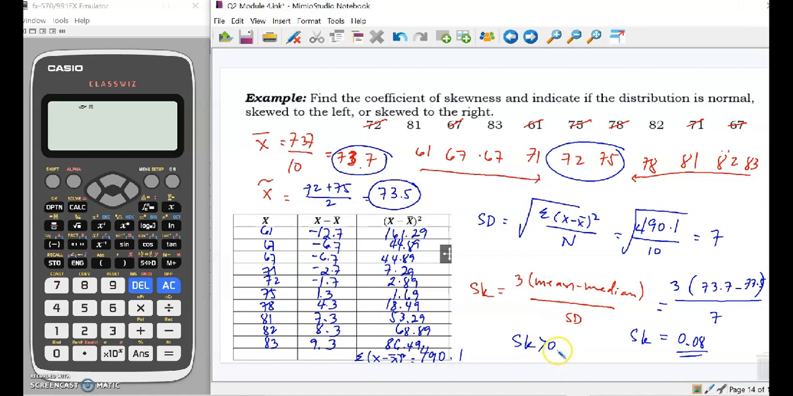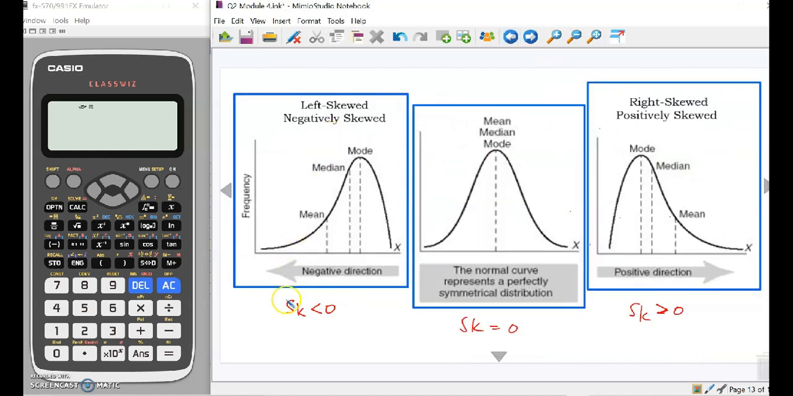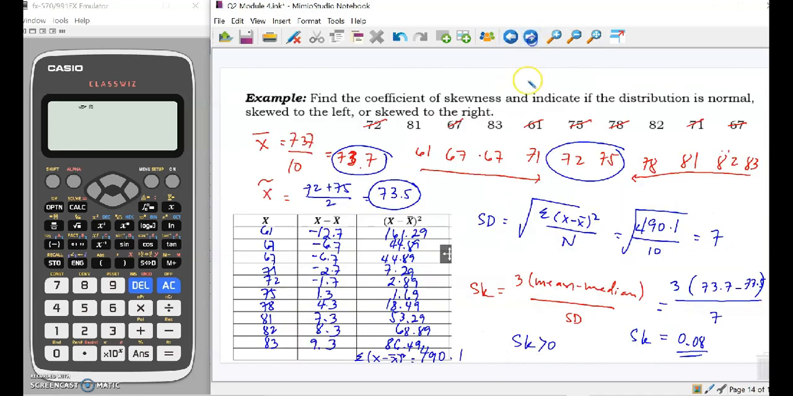Therefore, if it's greater than 0, is it skewed to the left, skewed to the right, or normal? We say that it's skewed to the left if it's negative, skewed to the right if it's positive, and a normal distribution if it's 0. Therefore, it's positive, so it is skewed to the right or positively skewed, and the coefficient of skewness is 0.08.